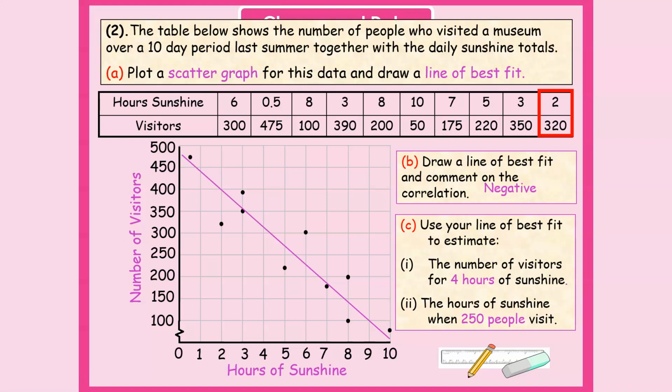Okay, now that you've got your numbers for part C, 4 hours of sunshine, we can read off that axis, which gives us 310 visitors. For 250 visitors, we can read off 5.5 hours of sunshine.